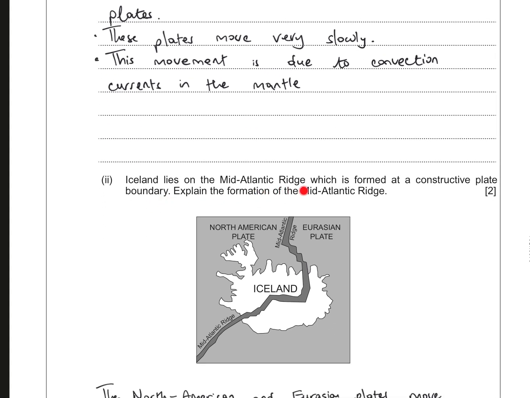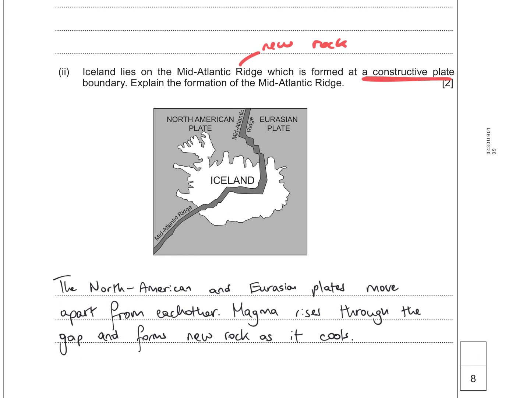Iceland lies on the mid-Atlantic ridge, which is formed at a constructive plate boundary. Explain the formation of the mid-Atlantic ridge. So really important here, they're asking us what happens at a constructive plate boundary, and that ridge is the new rock. So we've got to explain what happens at a constructive boundary and how it leads to new rock. So I've used the names of the plates here, and it's a constructive boundary, so the North American and Eurasian plates move apart from each other. Magma rises through the gap and forms new rock as it cools.